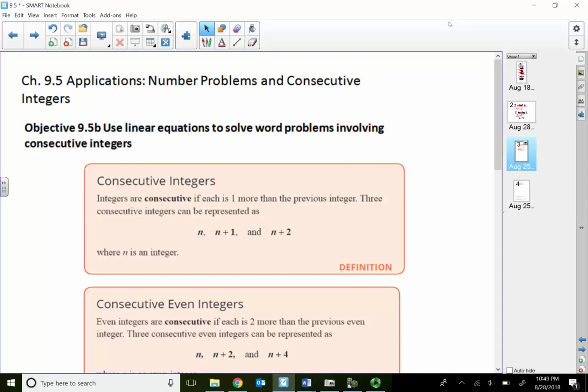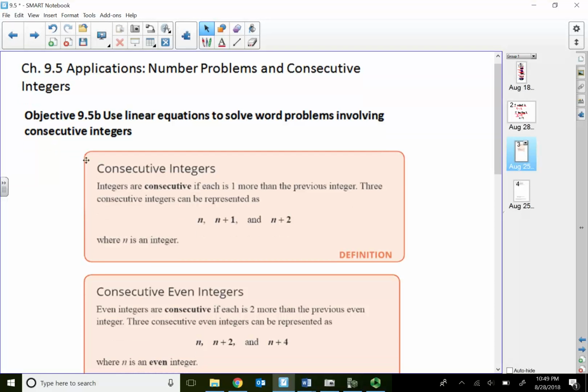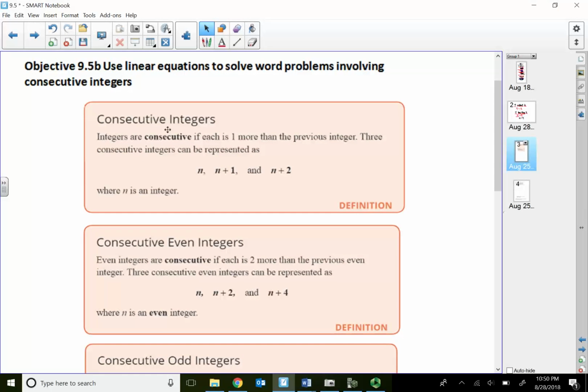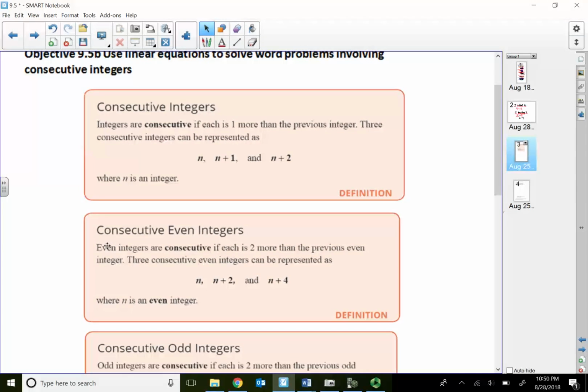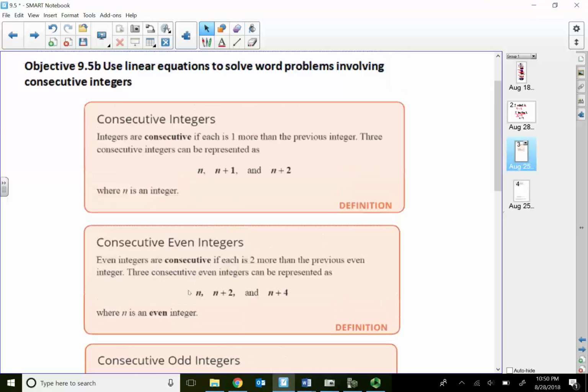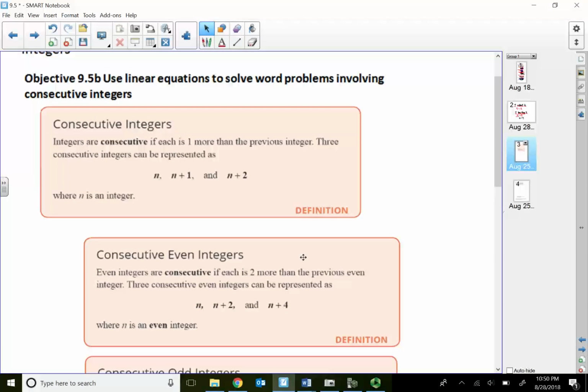In this lecture video, we're going to talk about using linear equations to solve word problems involving something called consecutive integers. There are two kinds of consecutive integers here. One of them is just regular consecutive integers. The other one is called consecutive even or odd integers. So let me explain this a little bit real quick.